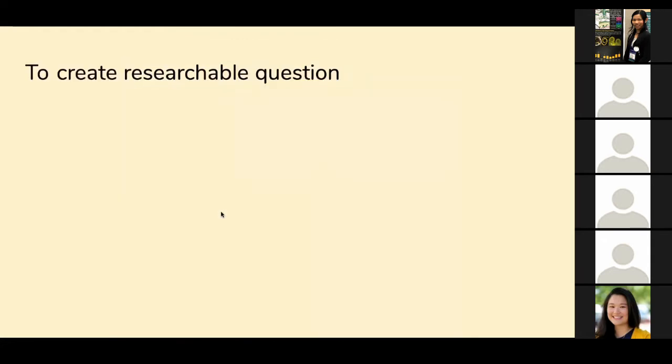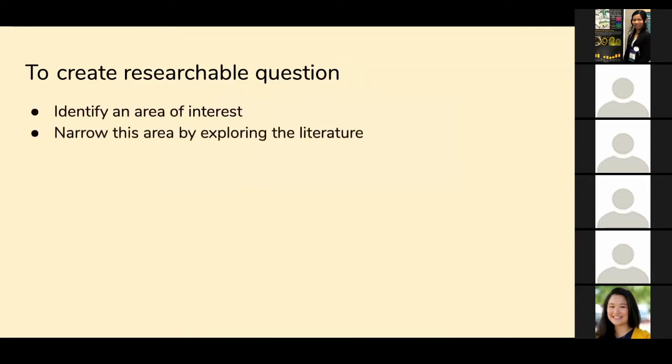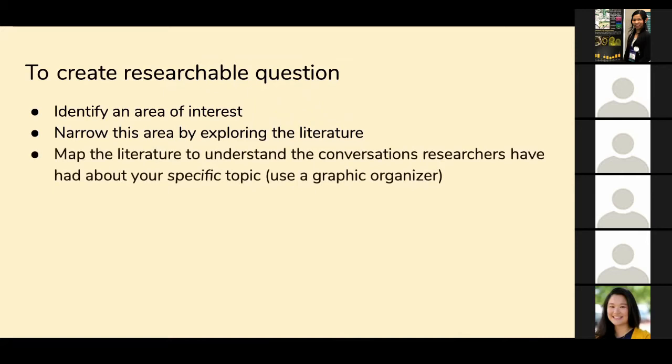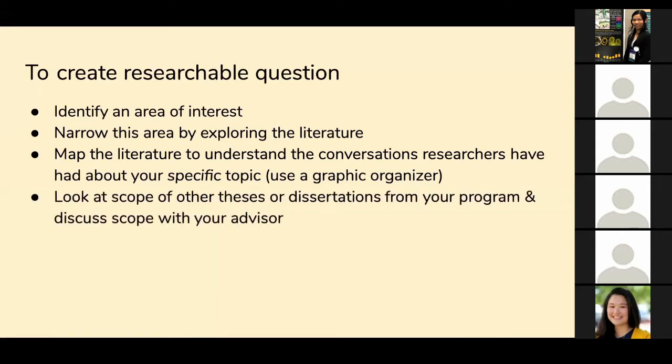So to create a researchable question, obviously you identify an area of interest and narrow it by exploring the literature. You also want to map the literature to understand the conversations researchers have had about your specific topic. That's where we'll look at using a graphic organizer to map the literature. You should also look at the scope of other theses and dissertations from your program, and discuss scope with your advisor. I can't underemphasize the need to become familiar with the genre of literature reviews in your field, okay?